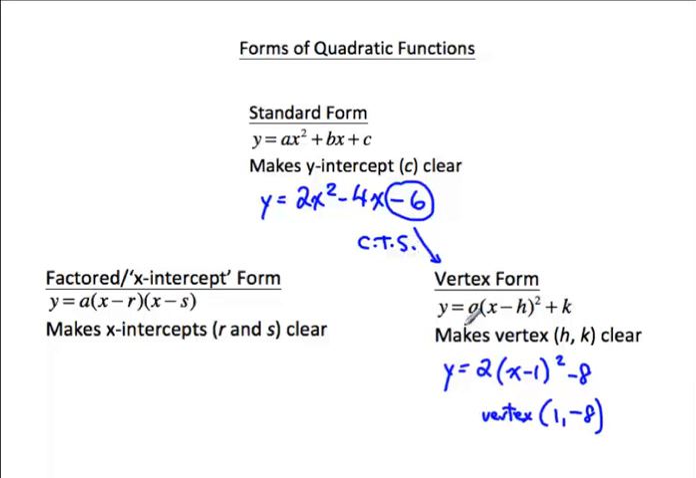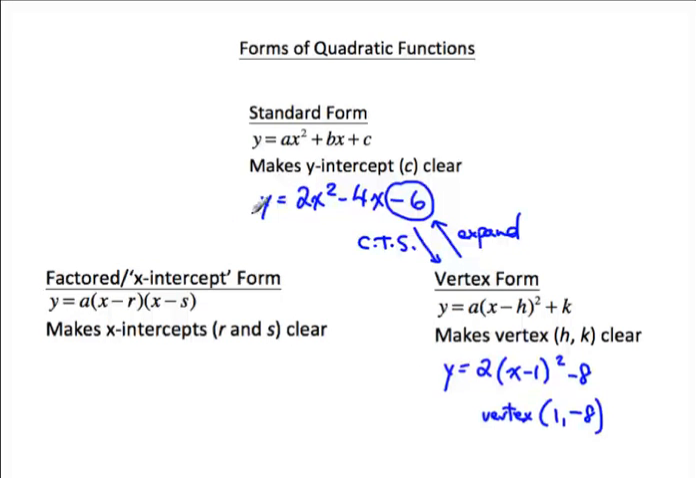Again, to get from standard form to vertex form, you complete the square. To go the other way, you would just expand. Don't forget that this squared here means you are multiplying x minus 1 times x minus 1, so you need to FOIL the whole thing out before multiplying by the 2 and then subtracting the 8.